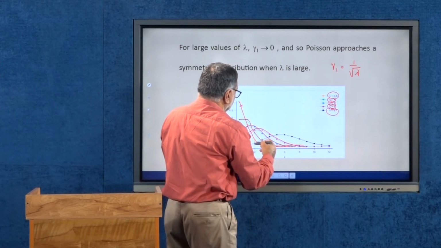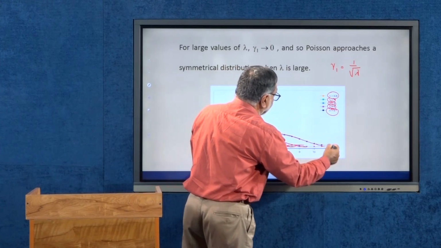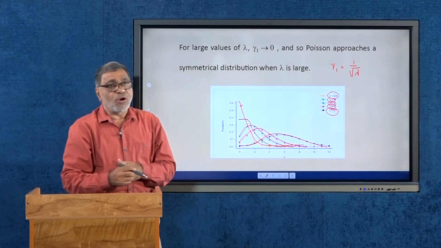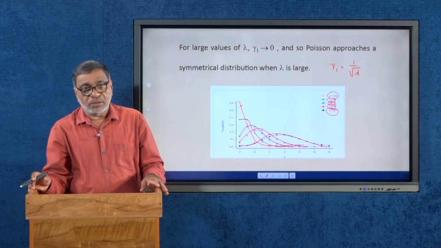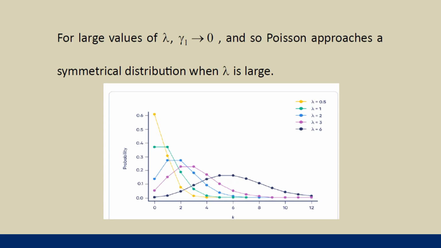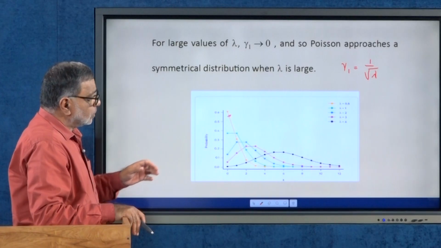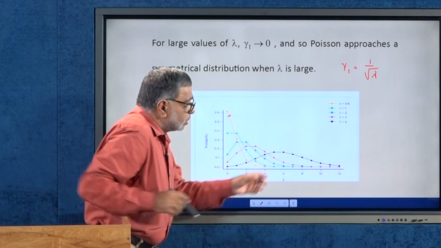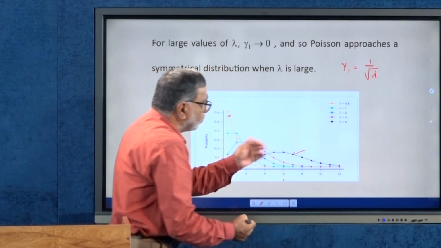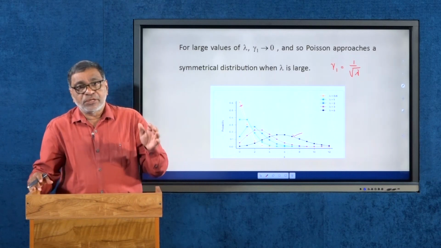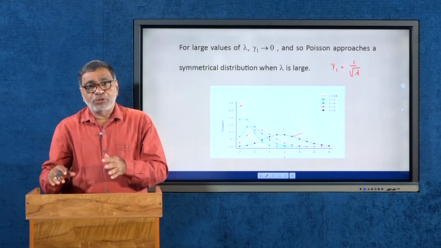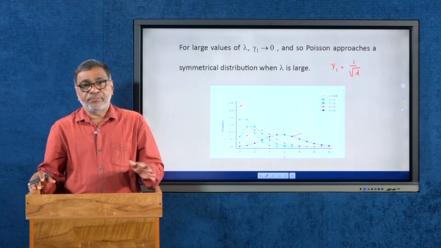So, I am actually giving the probability mass function values of Poisson random variable for different values of lambda. For different values of lambda, the probability mass function curve is like this. When lambda is large, see this is the curve for lambda equal to 6. So, when lambda is large, the distribution is approaching a symmetrical character.